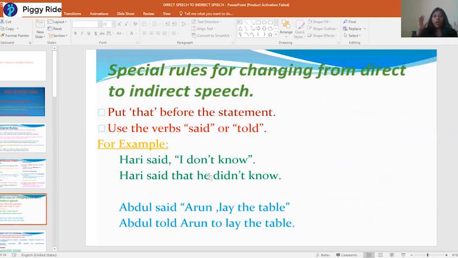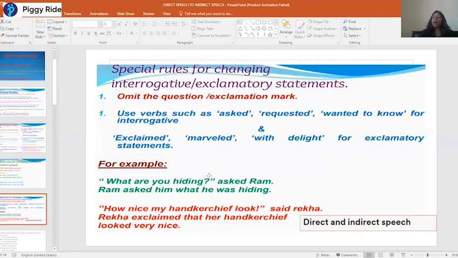Abdul said, open inverted comma, "Arun, lay the table," close inverted comma. Abdul told Arun to lay the table, full stop. So see how we apply said or told. Okay. Now let's go to the next part. There are a few special rules for changing interrogative and exclamatory statements. Exclamatory statements and interrogative statements. There are a few rules and regulations we need to apply.